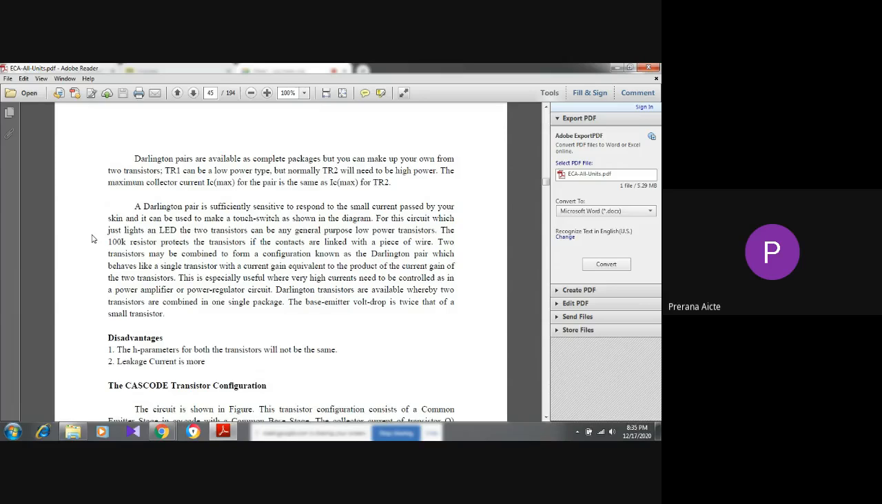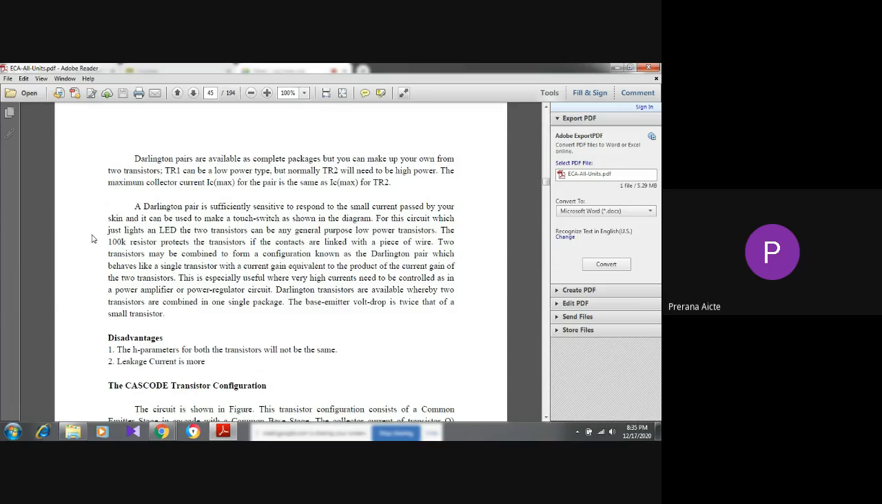So these two transistors may be combined to form a configuration known as the Darlington pair, which behaves like a single transistor with a current gain equivalent to the product of the current gains of the two transistors. This is especially useful where high current needs to be controlled, as in an input amplifier or power regulator circuit. Darlington transistors are available whereby two transistors are combined in one single package. The base emitter voltage drop is twice that of a single transistor. And the disadvantages: the h parameters of both the transistors will not be the same, and the leakage current is also more. So these are the disadvantages.